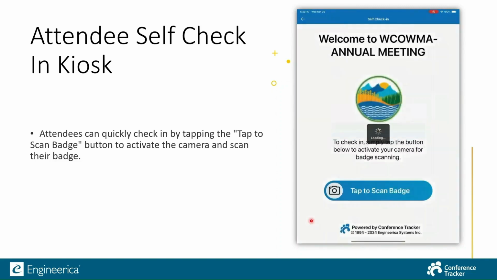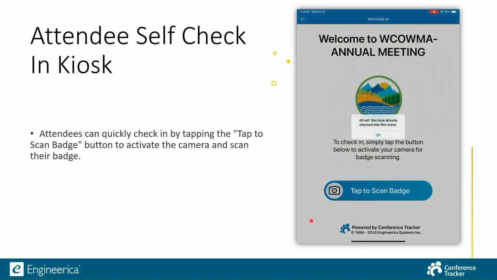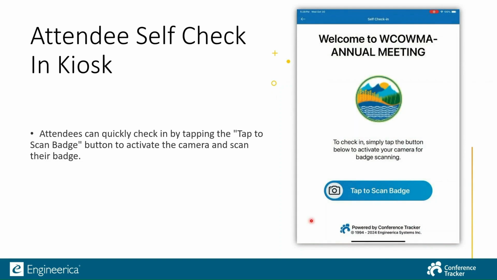Now, once they've scanned themselves in, they'll have different options. They can choose whether or not they want to print a badge. And note, for that option to work, you're going to have to connect a Bluetooth badge printer to the app beforehand. And that is it for the attendee self-check-in kiosk.